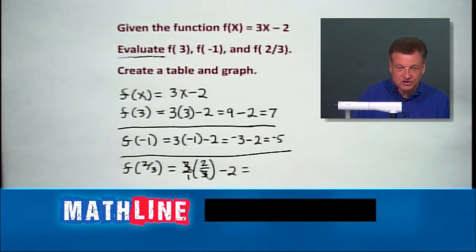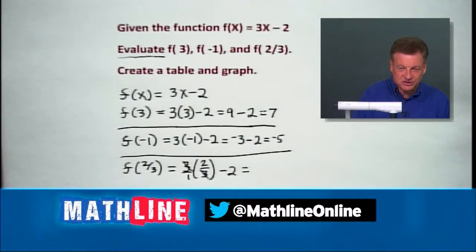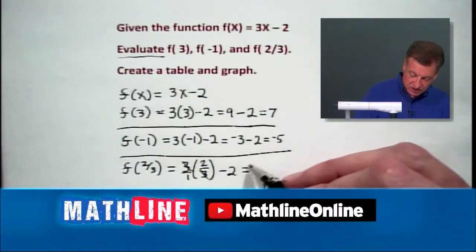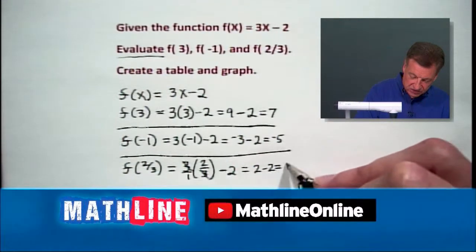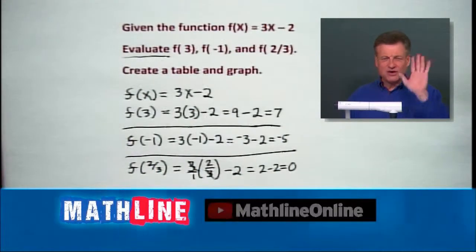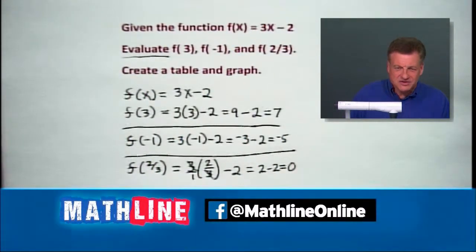Yeah, 2/3 of 3. That works that way. Gives us 2. So some of you are going, 2 minus 2. That's 0. That's going to be 2 minus 2, which equals 0. Oh, yeah, folks, we can have a 0. We can plot a 0 on the graph. We're good. That is no problem.